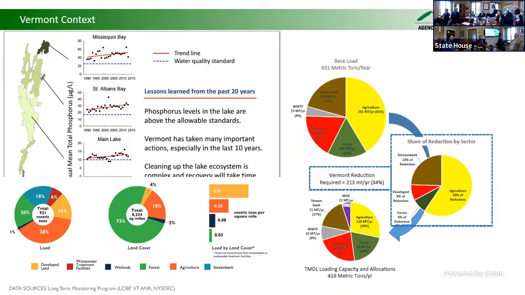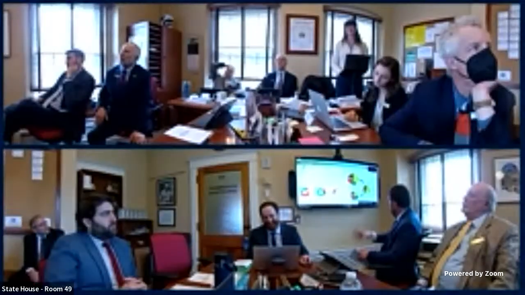By sector, what does each sector have to reduce from this base load to meet the goal? How successful are we at doing this? Not very, I guess, because of the dots. Well, that's 2015, so maybe. Okay, fair enough.